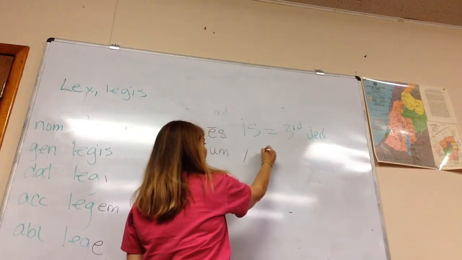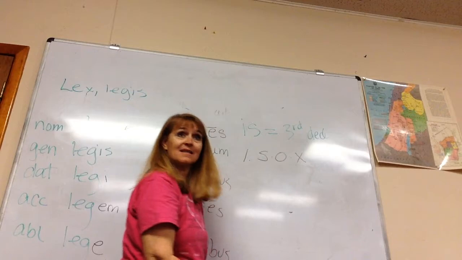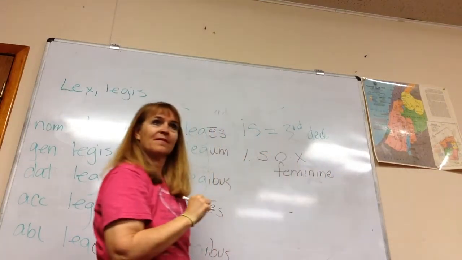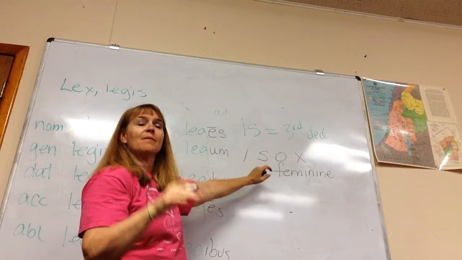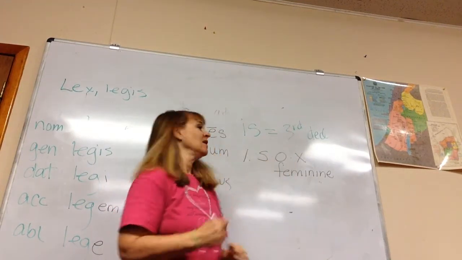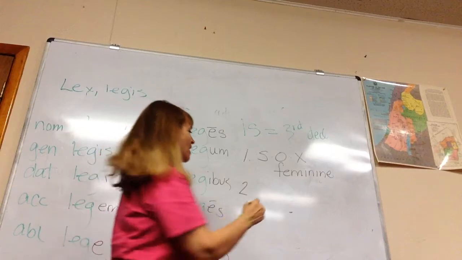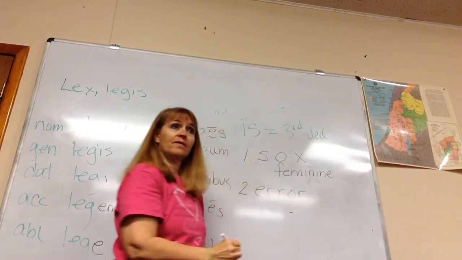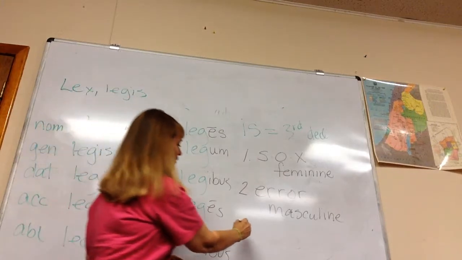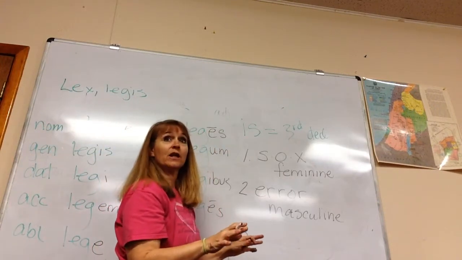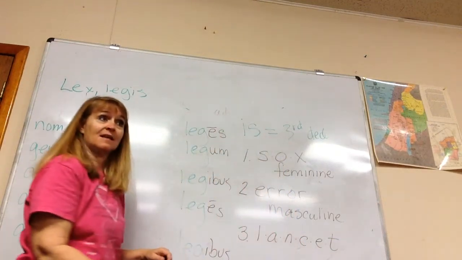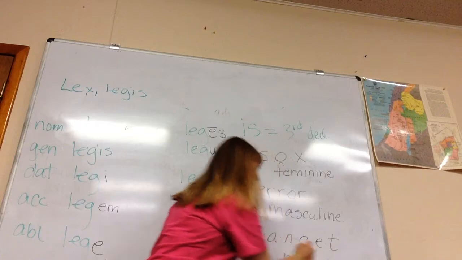Rule number one: if a word ends in -s, -o, or -x, we say the socks rule, the word is going to be feminine. If the nominative singular ends in -s, -o, or -x, it's feminine. If the nominative singular ends in -er or -or, it's masculine. That's the error rule. And the third rule, only for third declension, is if the noun ends in L, A, N, C, E, or T, lancet, it's neuter. Got it?